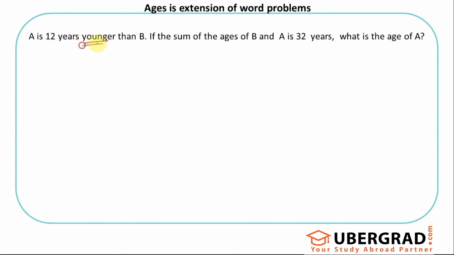A is 12 years younger than B. Younger basically means A's age is less than B, right? Older is basically more in age. So younger basically means less in age, right? And older basically means more in age, right?